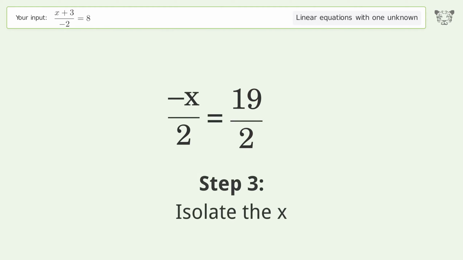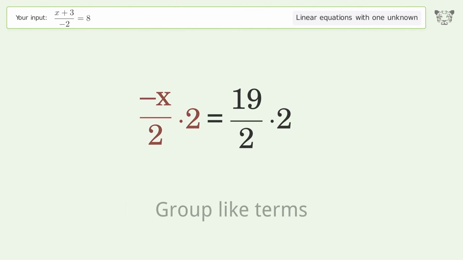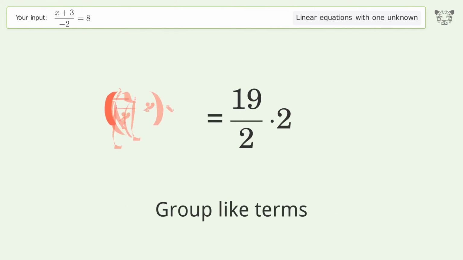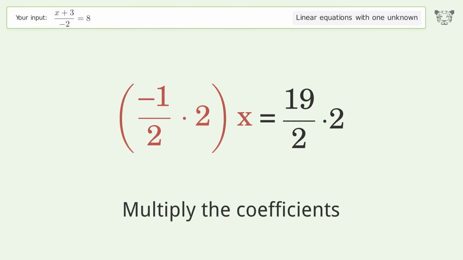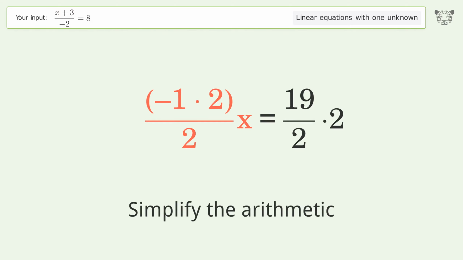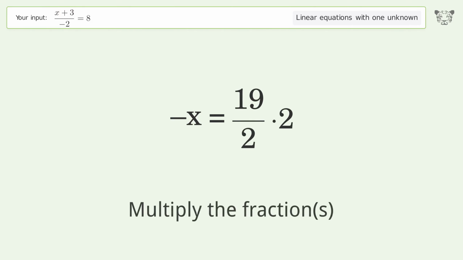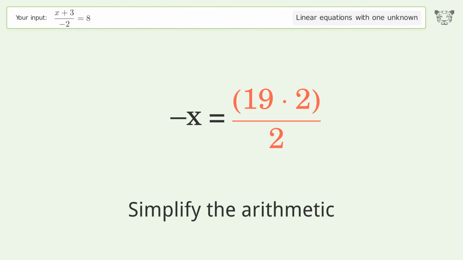Isolate the x. Multiply both sides by 2. Group like terms. Multiply the coefficients. Simplify the arithmetic. Multiply the fractions. Simplify the arithmetic.